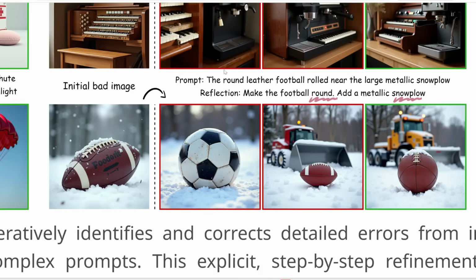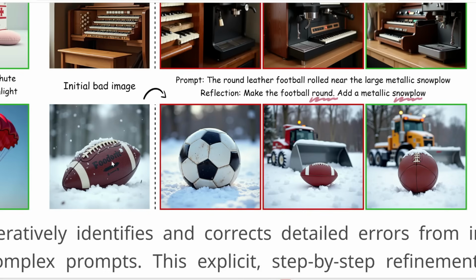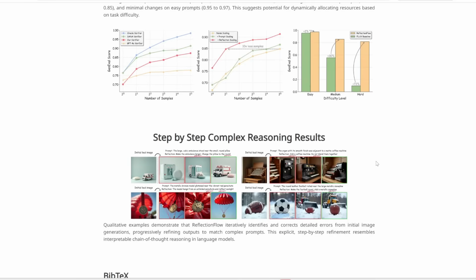Or here's another example where the prompt is the round leather football rolled near the large metallic snowplow. So here's the initial image. We are completely missing the snowplow, plus you can argue that the football isn't completely round. So after going through several rounds of reflection, it adds a snowplow and then it makes the football round. So you can see how this tool can be especially useful if your prompt is super complex or if it contains objects that are pretty difficult to generate for existing image models.